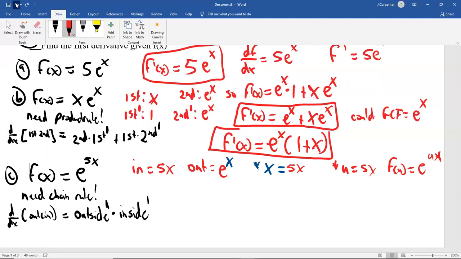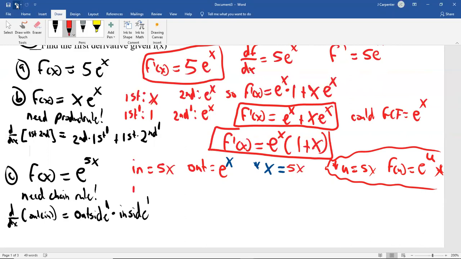That star is in a bad place, isn't it? That also is a terrible looking u. Looks like a 4. U, there we go. So this right here is just the other way. Instead of saying inside and outside, you say u equals what I said is the inside, and then f of u equals, then you just write the outside function with the u replacing it.